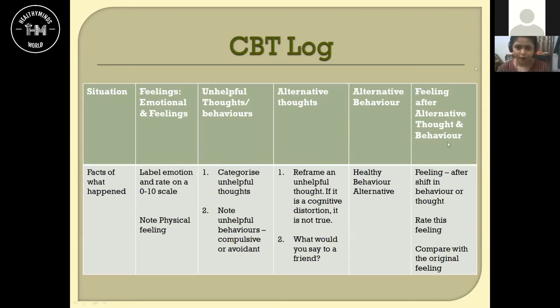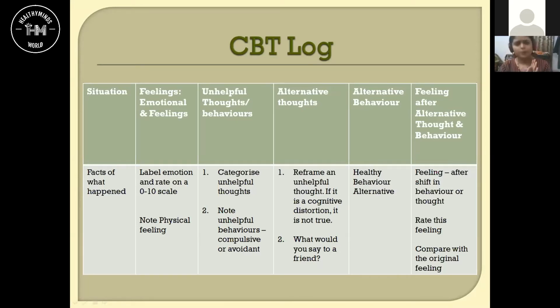So in alternative thoughts, the first one is how you're going to reframe an unhelpful thought. If it is a cognitive distortion, it is not true, of course. So we know that if it is a cognitive distortion, it is distorted, and so it is not true. So in this given situation, you are going to ask your client to come up with what could be an alternative way to think in this situation. So there was a situation, you felt upset, and this is what you thought, that this is very difficult and I will never be able to complete this particular chapter. So what could be a different way of looking at it?